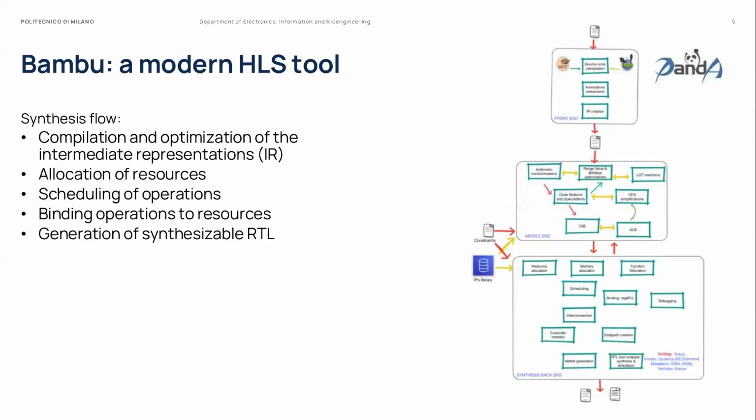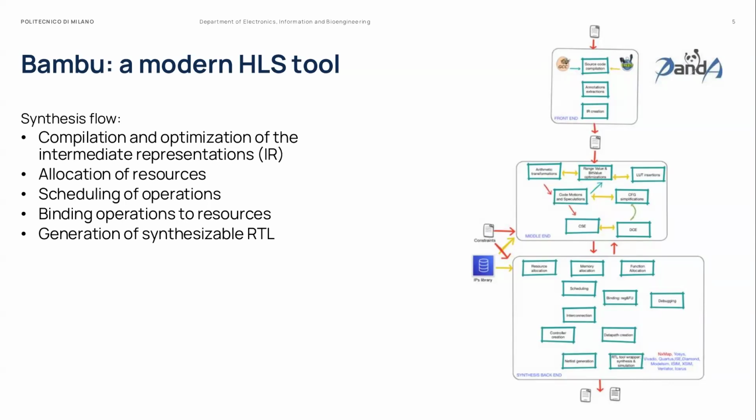So this is a diagram with the internals of Bambu, which details a bit all of the compiler passes that are applied during the synthesis flow. So there's a front end where mostly the input gets compiled and optimized at the level of the compiler intermediate representation. And then we have the 3 core steps of the HLS process, which are allocation of resources, scheduling of operations, so we assign each instruction in the IR to a clock cycle and to a resource, and then binding the operations to the resources.